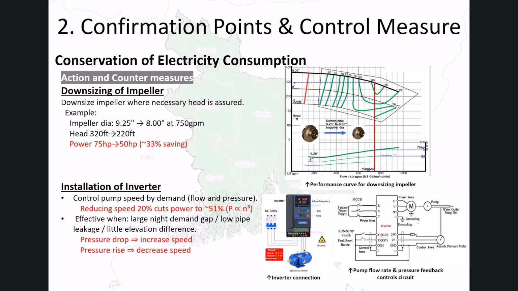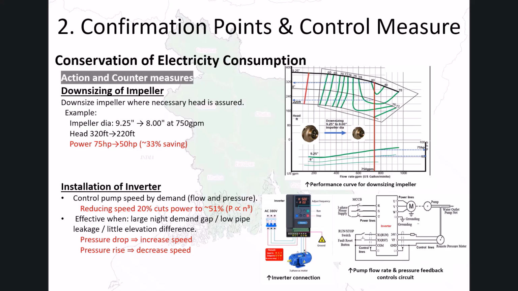An inverter controls the pump motor speed by adjusting the frequency of the power supply. This is highly effective because power consumption is proportional to the cube of the rotation speed, meaning even a small reduction in speed leads to a large reduction in energy use. For example, reducing speed by just 20% cuts power consumption to approximately 51% of the original.